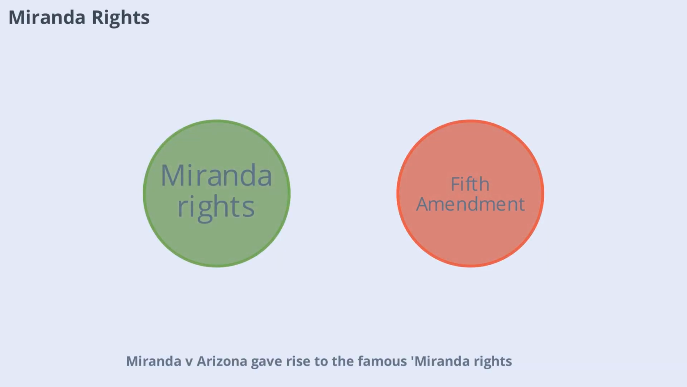Miranda v. Arizona gave rise to the famous Miranda rights. Police must inform suspects of their rights before interrogation, including the right to remain silent and the right to an attorney. This safeguard ensures that confessions are voluntary and that suspects understand their constitutional protections. Miranda rights are now a standard part of American law enforcement.